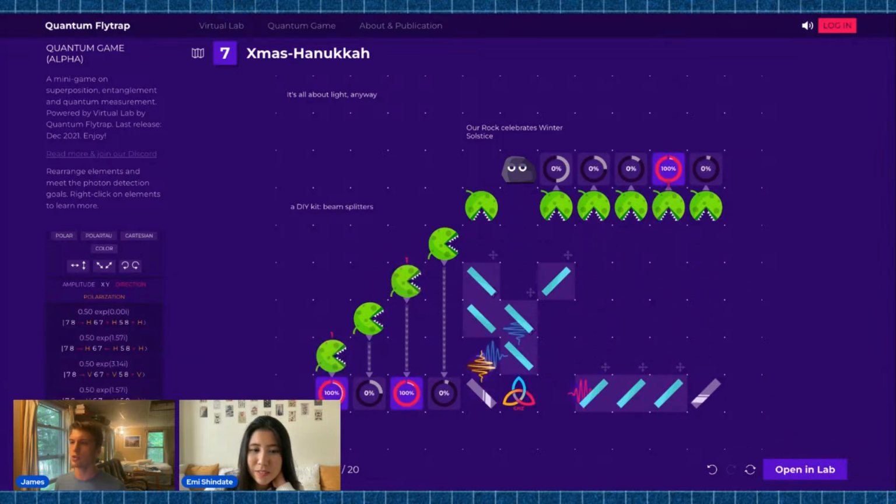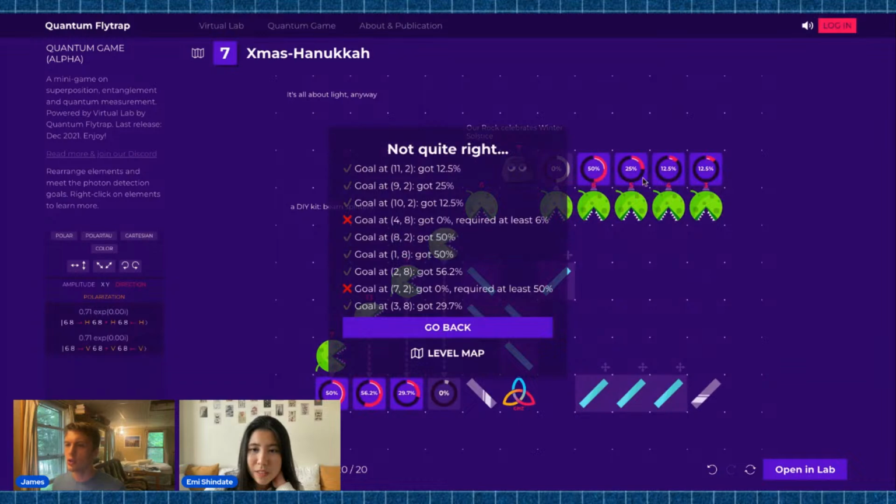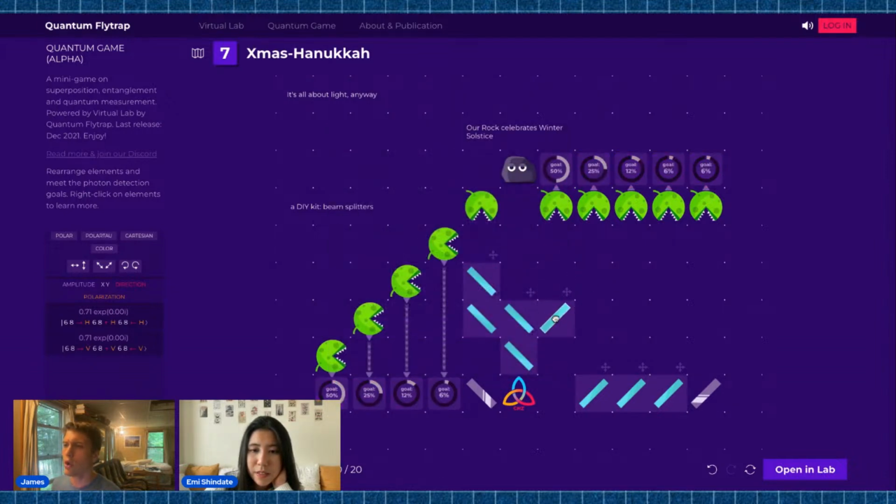But run the whole thing again and then look at all of the goals, the percentages. So you see actually, there's only two that are at 0. You see that? Yeah. There's only two that are not sufficient. So we need to fix those two. Required at least 6%. Oh, required at least 50%. Okay, so that's a big problem. The one that needs 50%. Yeah, that's fine. We can get that. Wait, that means that splitter has to be there.